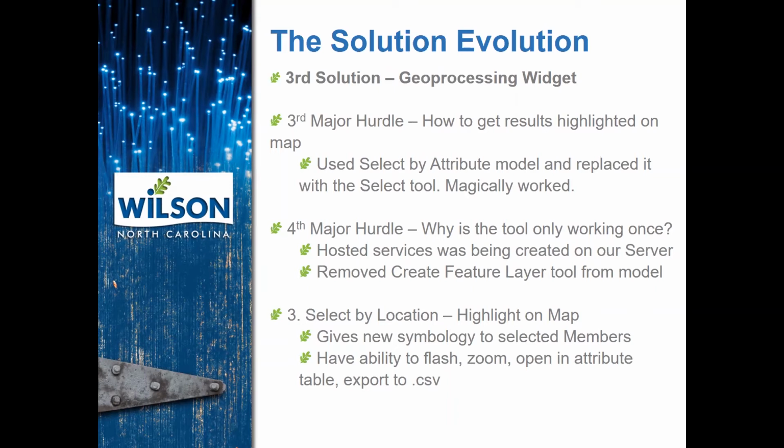The problem I was having then is that it was only working one time, because in my model, I had a wrong tool. I thought it was creating a temporary layer to add as a parameter, but it was actually using that to write a hosted feature service to our web server. So that was a big no-no. We didn't want that going on. So I had to figure out what was going on. But I finally got that figured out. I just removed that create feature layer tool from the model and just used the original output as the parameter, and everything worked like it should.